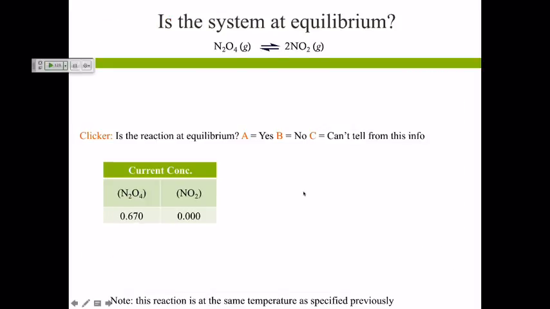All right, so I want you guys to look at these concentrations, and I want you to tell me whether this reaction is at equilibrium or not. This is the same temperature that we just had for that last set of experiments. Did anyone write down the equilibrium constant that we get? I'm going to go back so you can write it down.